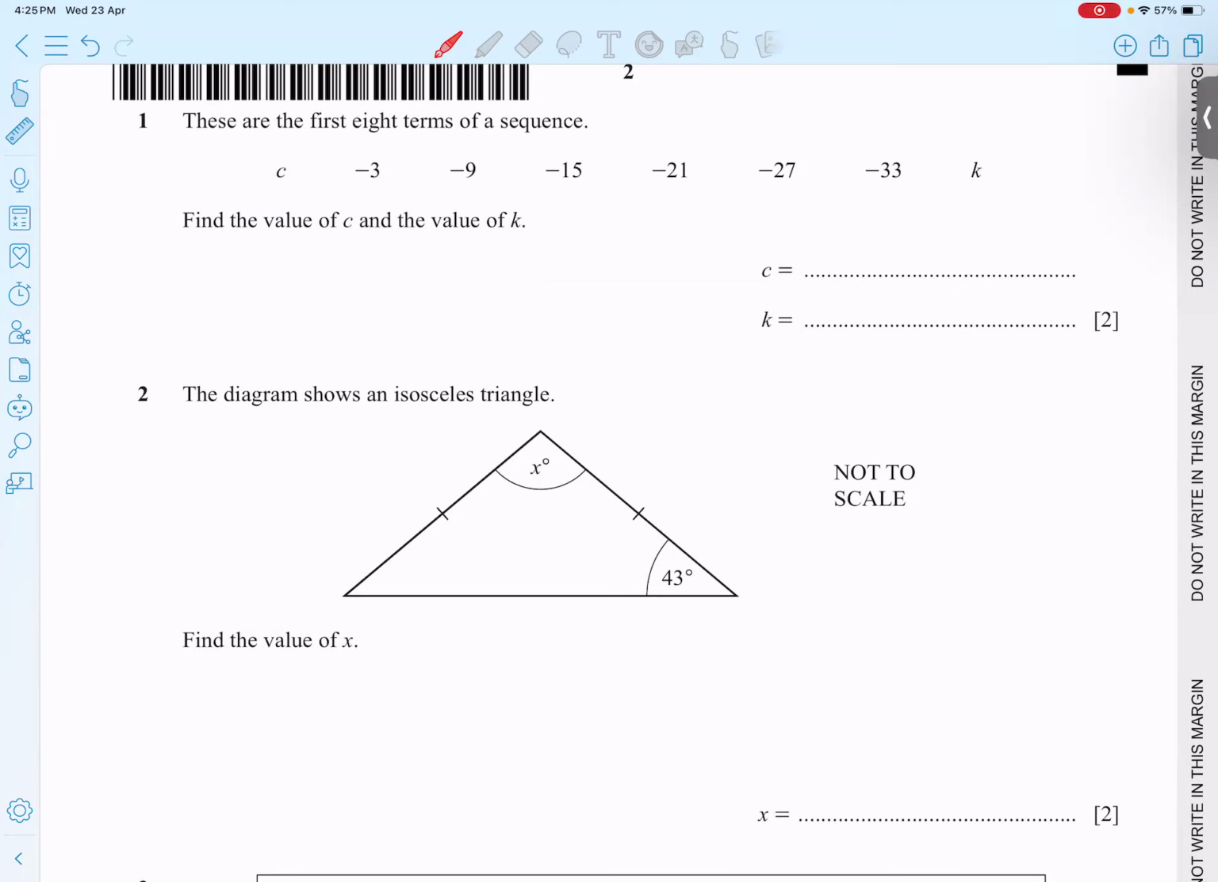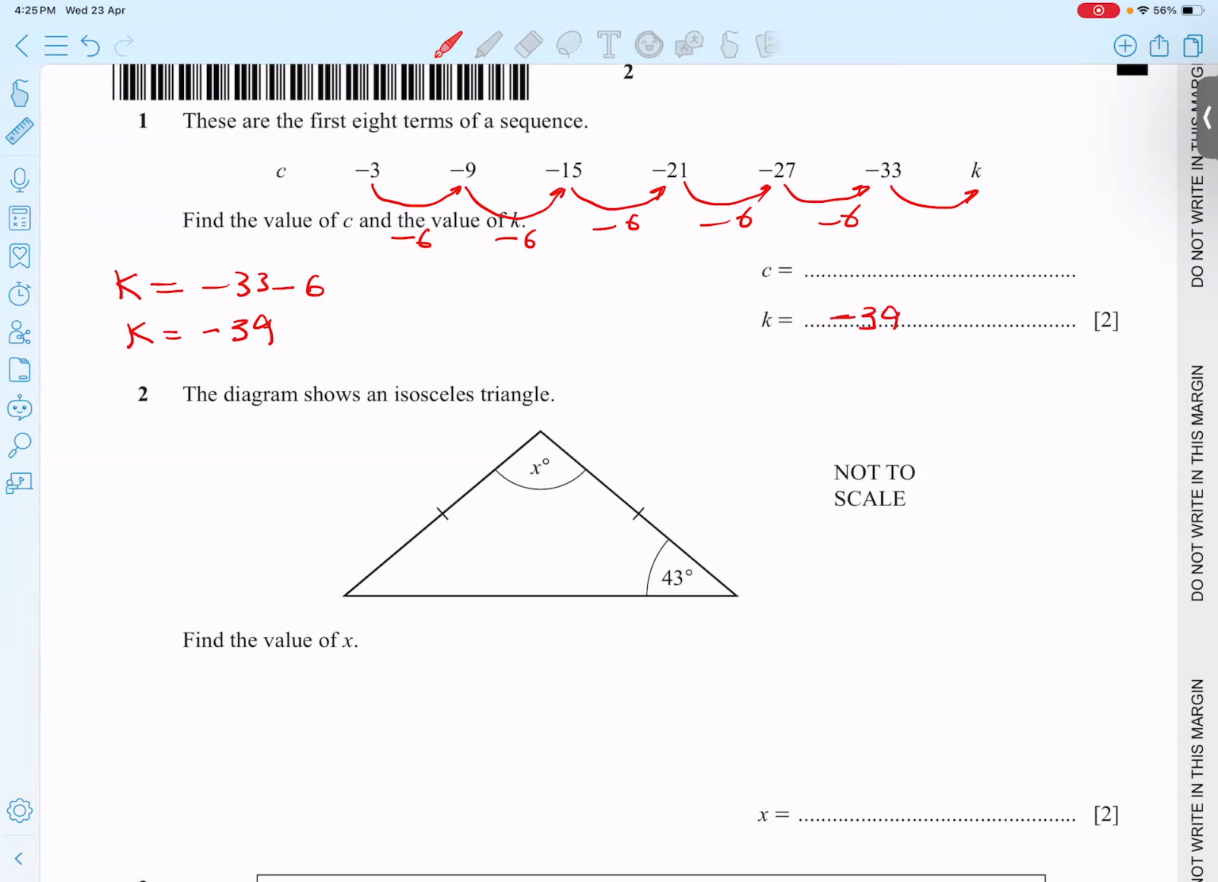So if we check what is going on in this sequence: if you add -6, you get -9. If you add -6 again, we get -15. So if I go forward, I will just add -6, -6, -6. Again, from -33, if you add -6, you will get the K value, and that turns out to be -39. I believe this first part is very clear to you.